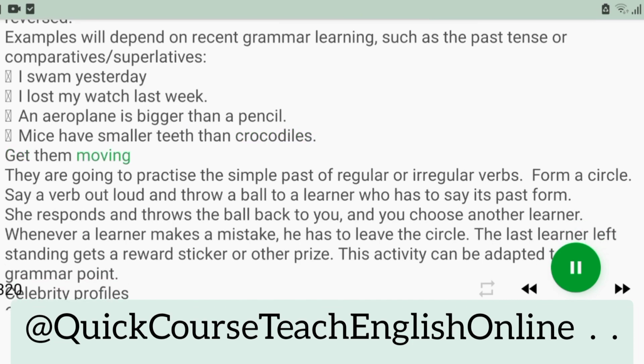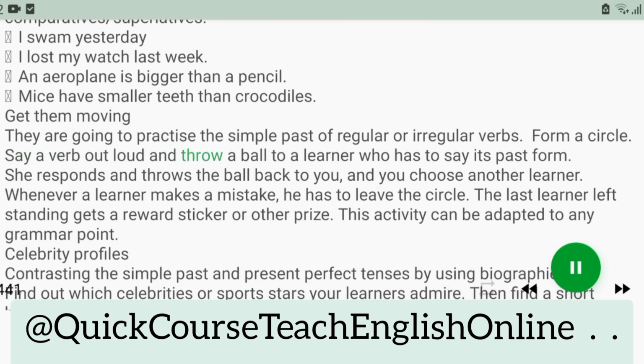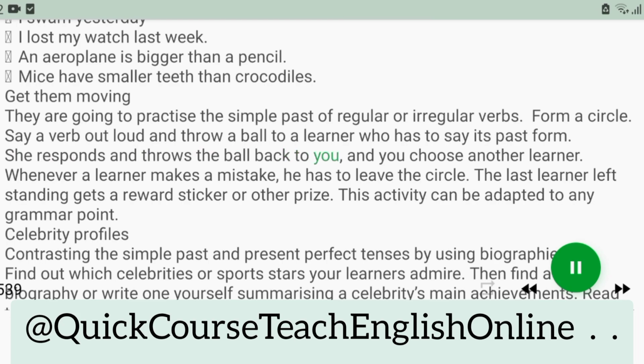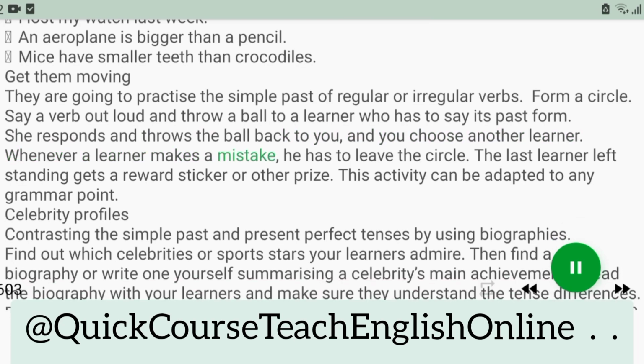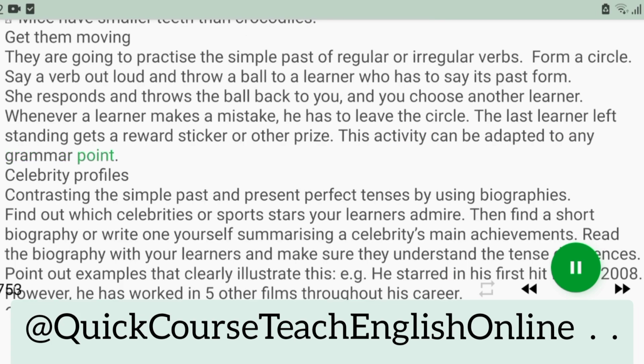Get them moving. They are going to practice the simple past of regular or irregular verbs. Form a circle. Say a verb out loud and throw a ball to a learner who has to say its past form. She responds and throws the ball back to you, and you choose another learner. Whenever a learner makes a mistake, he has to leave the circle. The last learner left standing gets a reward sticker or other prize. This activity can be adapted to any grammar point.